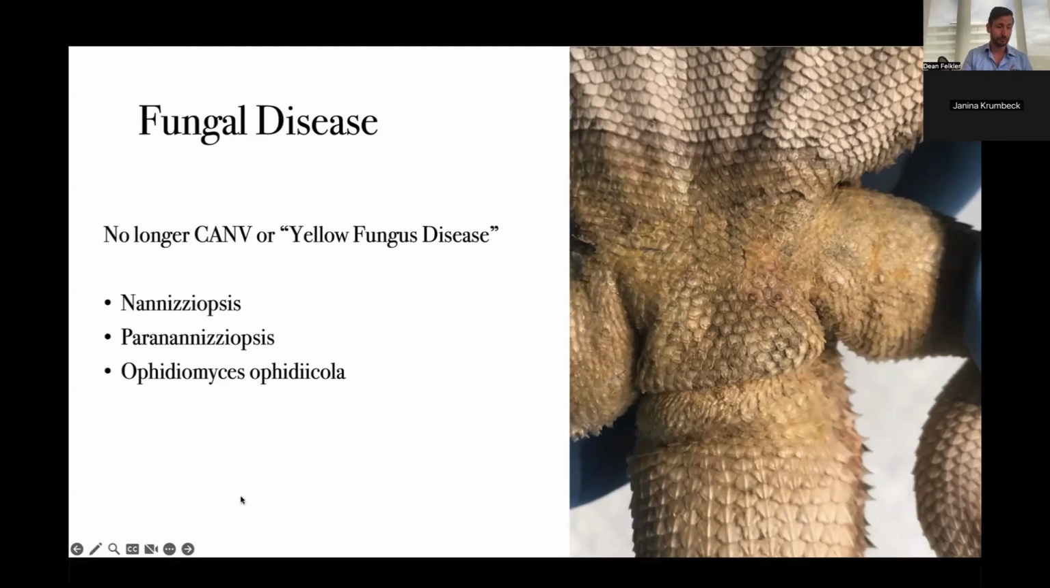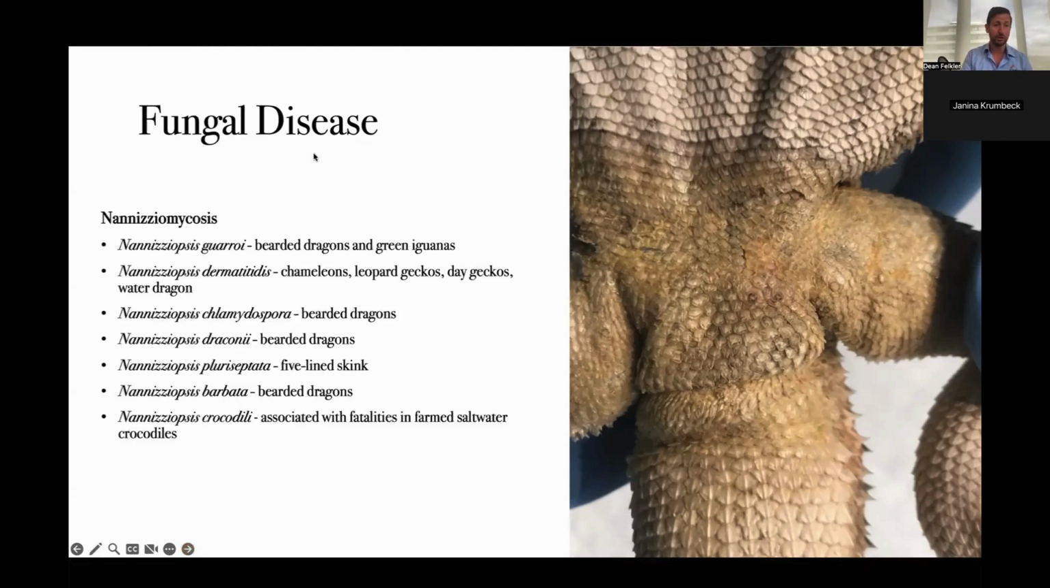I just wanted to point out that, like I said, there's a huge number. Most of these do affect bearded dragons, which is what we see them in clinically quite a lot of the time. However, they can affect other species. This is what we only know about at the moment. I'm sure there are other species of Nannizziopsis and Paranannizziopsis that affect other species as well. But give us time, and I'm sure we'll start to identify these as well.